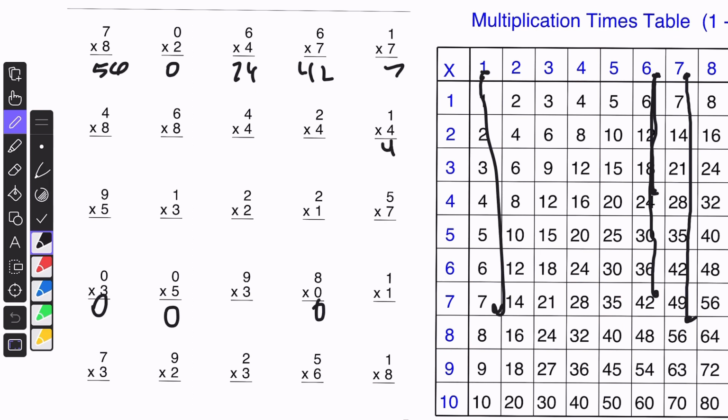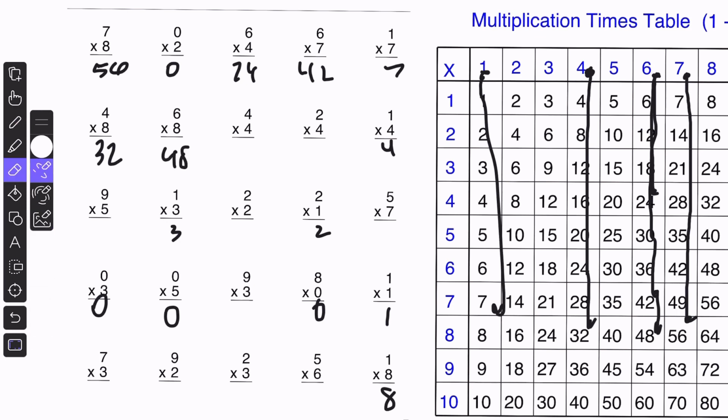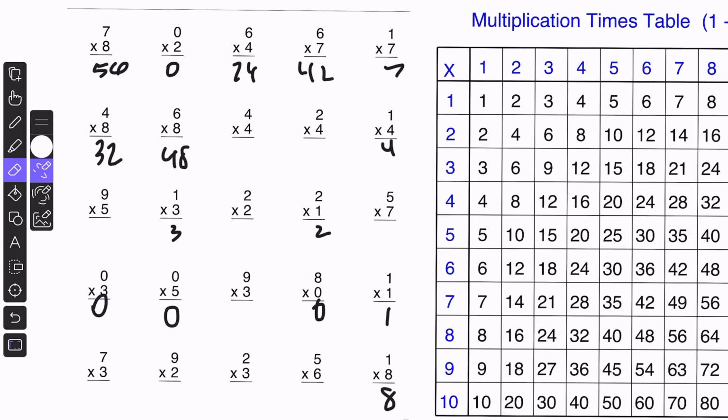1 times 4 is just going to be 4. 1 times 2 is just going to be 2. 1 times 3 is just going to be 3. 1 times 1 is just going to be 1, and then 1 times 8 is just going to be 8. 4 times 8, let's do 4, and then we're going to stop when it gets to 8. 32. 6, we're going to stop when it gets to 8 right here. That's 48. Let me just reset our board a little because it's getting a little messy.